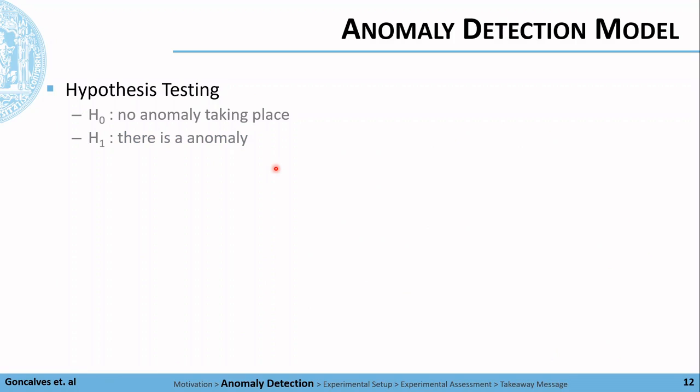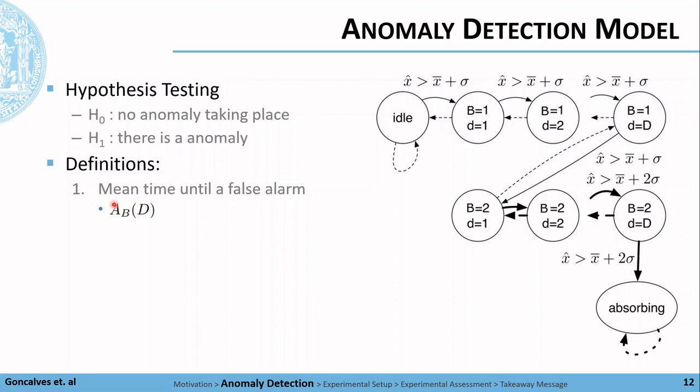Now we talk about our anomaly detection model. The system administrator continuously considers 2 alternative hypotheses: the null hypothesis H0, where there is no anomaly taking place, and the alternative hypothesis H1, meaning that there is an anomaly. For instance, a system is under attack. The model assumes 4 definitions.